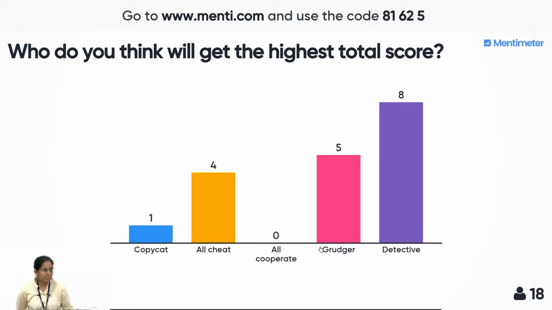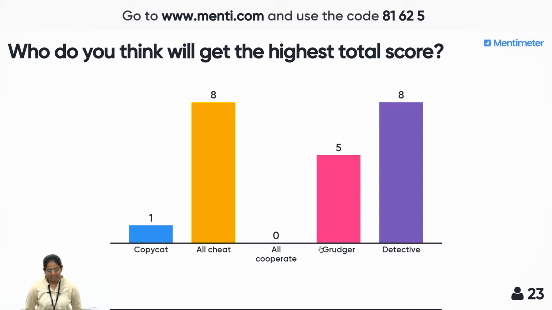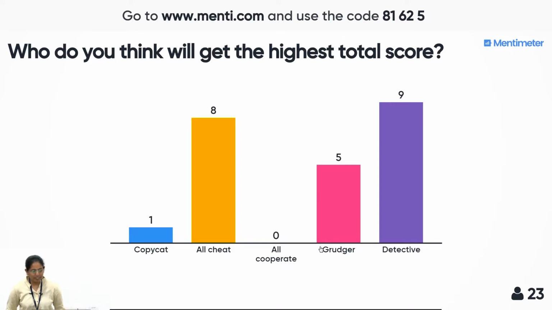So nobody thinks that always cooperate has any chance of winning, which is fairly sensible considering she's too nice perhaps. But it's also understandable that always cheat and detective are at loggerheads, because the detective strategy is very close to always cheat, but he seems to be doing something marginally smarter by imitating copycat in some situations. So it just sounds smarter.